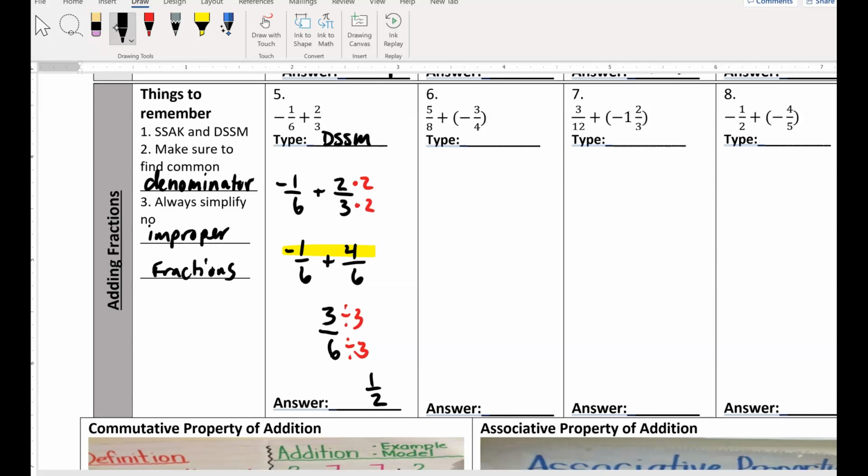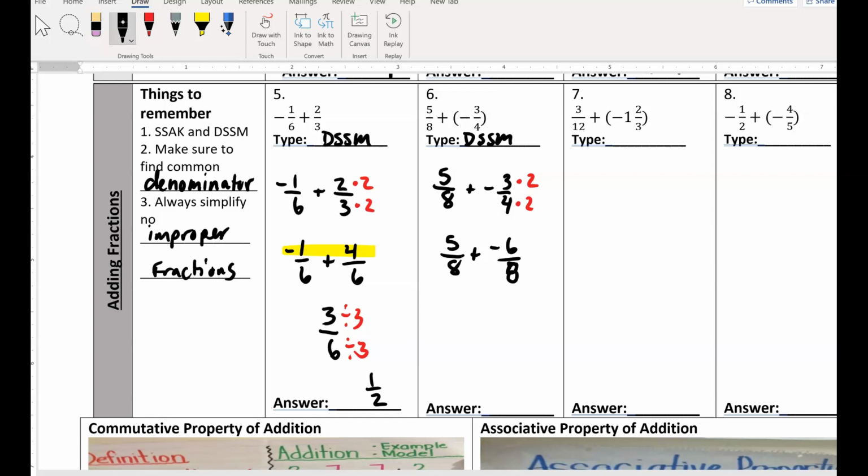Let's try one more together, and then I'll actually have you do something on your own. Number 7 will probably be better. This is a DSSM problem again. We've got 5/8 plus negative 3/4. So again, I ask myself, all right, what's the common denominator between 8 and 4? Okay, and it's 8. So I'm multiplying both by 2 here. So I have 5/8 plus negative 6 over 8. 4 times 2 there.